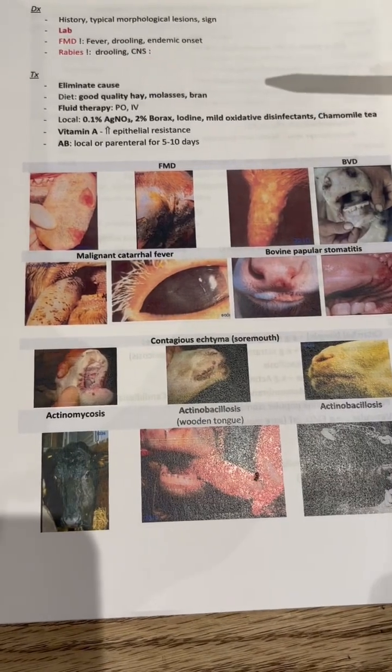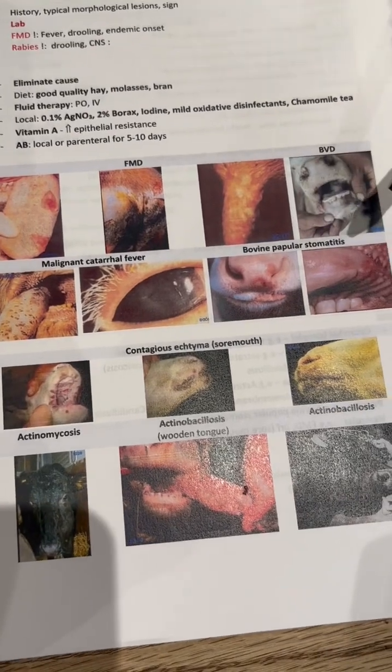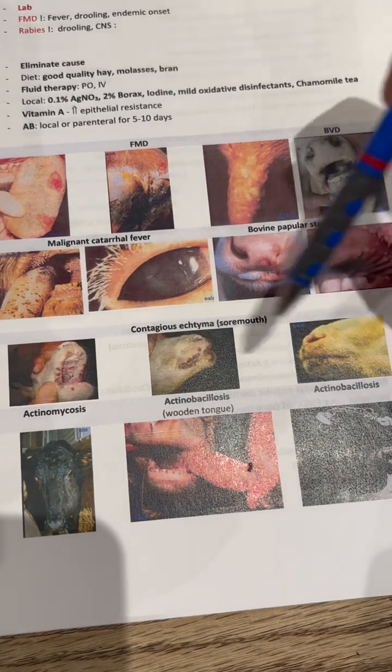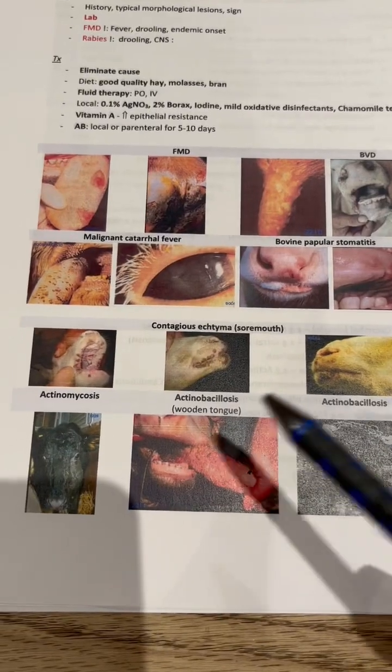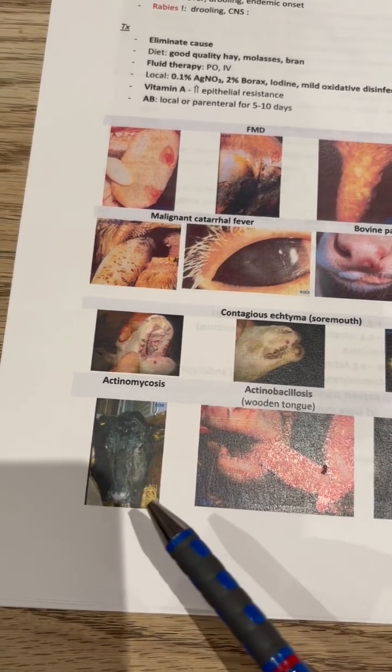So for foot and mouth disease, we have lesions on the tongue. For bovine papular stomatitis, we can see papules around the mouth. For ORF, we can see crusts. For Actinobacillus, we see a wooden tongue. And for Actinomyces, we see lumpy jaw.